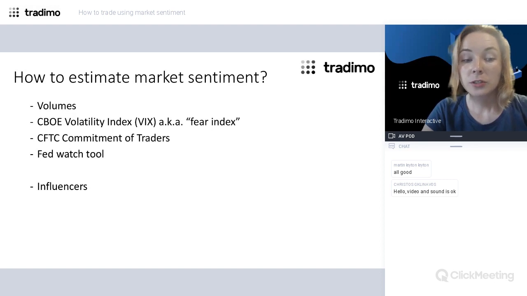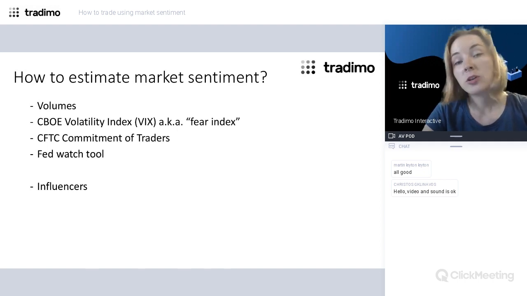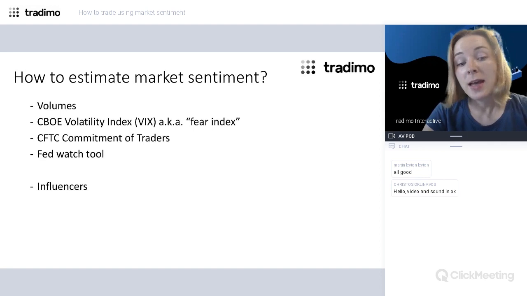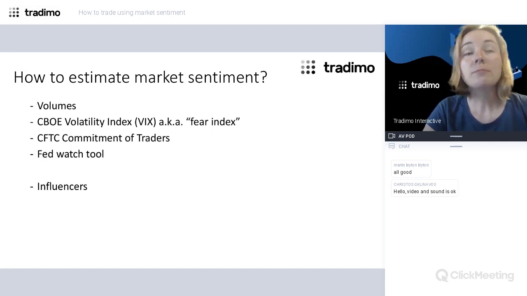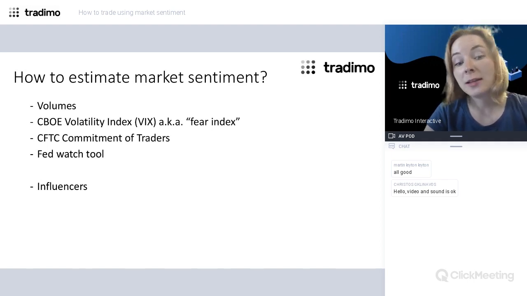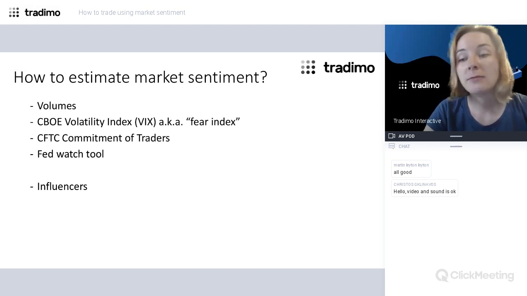Other important indicators to consider are the volatility index, VIX, which is also known as the fear index. And the basic idea about this index is that the higher this index is, the greater is the implied volatility and the possibility of a change in the current trend. If the indicator is low, that means that the current trend will likely continue.